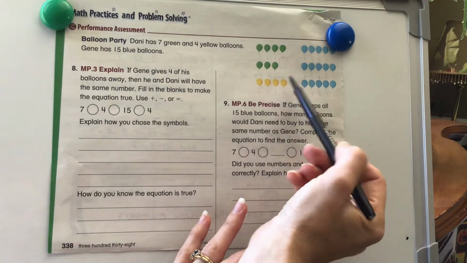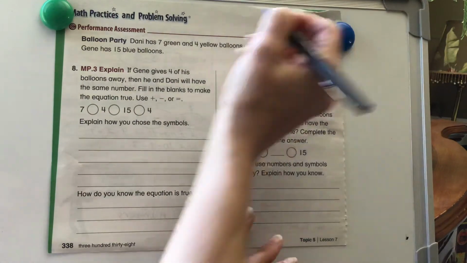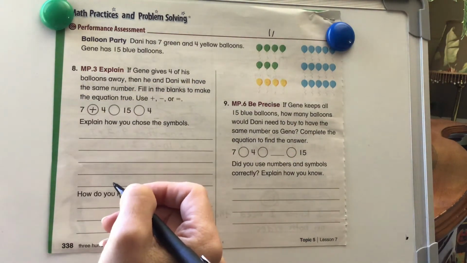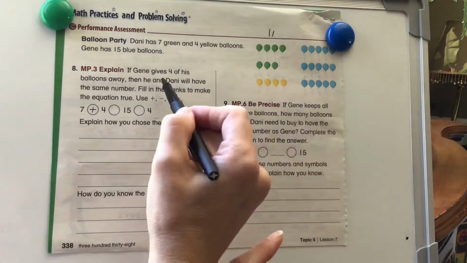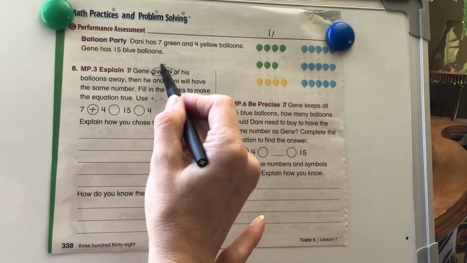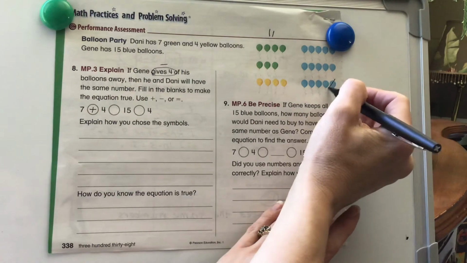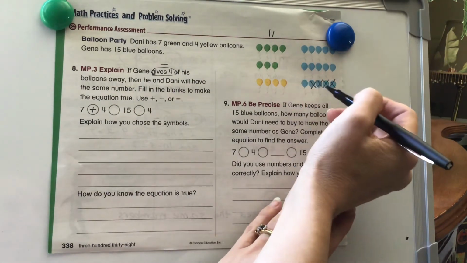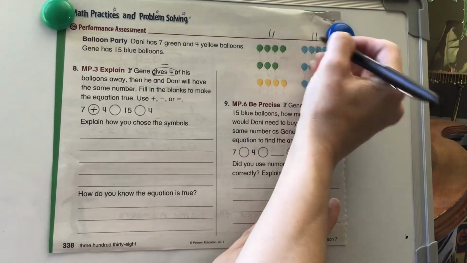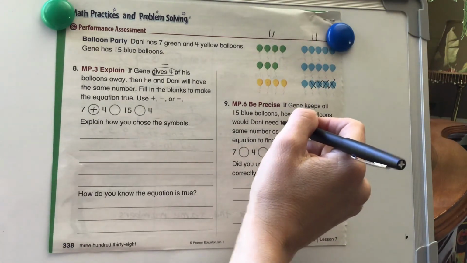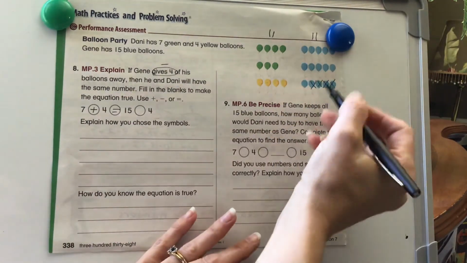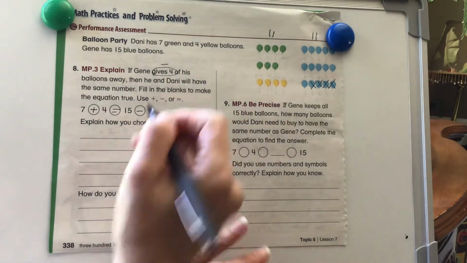Plus 1, 2, 3, 4. 7 plus 4 gives us a total of 11. So I know I need to add 7 plus 4. Okay? And then this says Jean gives away 4 of his. Jean gives away 4. So I'm going to subtract these. 1, 2, 3, 4. Now he has 15 minus 4 also equals 11. So we have the same number on both sides. So I know that 7 plus 4 equals 15 minus 4.